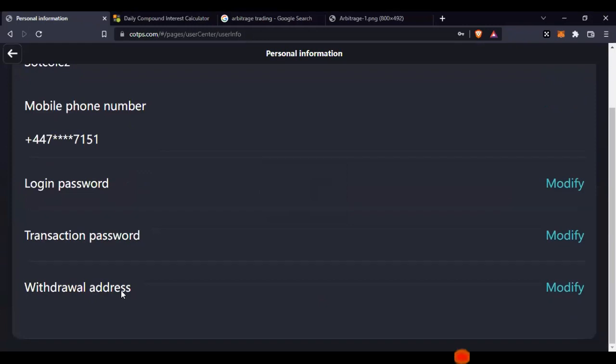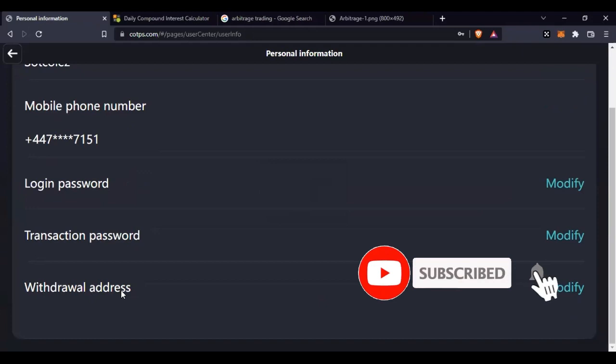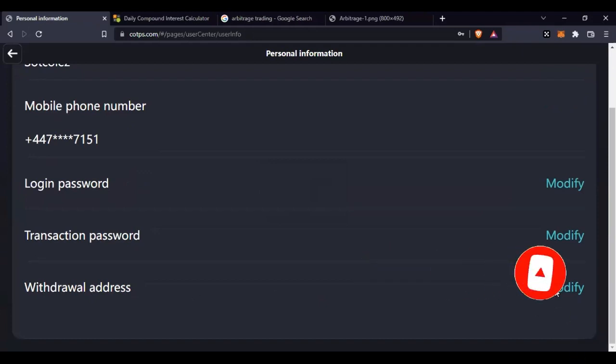So even if the person who is managing your account decides to try to withdraw, the money will still come to your own withdrawal address. And then you have a transaction password. This password is not the one you are giving to the person managing your account. So if you give me your details now, you're only giving me your phone number and your password. You are not giving the transaction password.